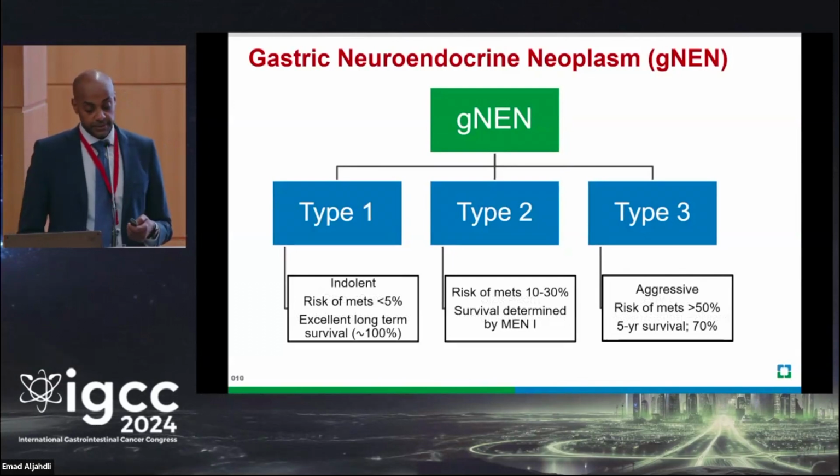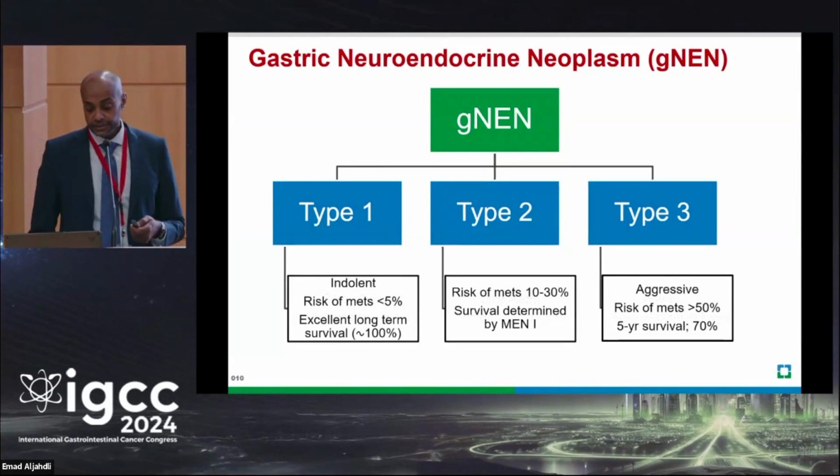As we said, type 1 is indolent. The risk of metastasis is extremely rare, and they have an excellent long-term survival, almost 100%. Type 2, the risk of metastasis is higher, up to 30%, and the survival is determined by MEN1 syndrome. Type 3 is the aggressive one, and the risk of metastasis is very high, more than 50%, with a 5-year survival rate of about 70%.